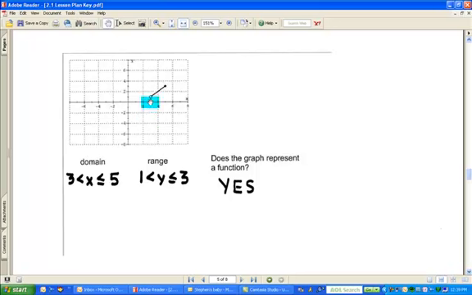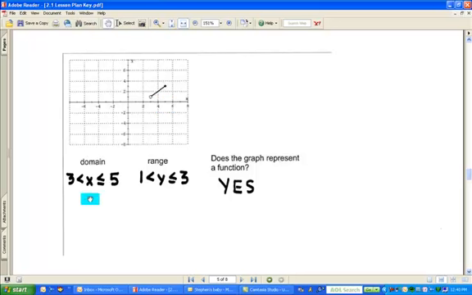Well, that is a distinction to make, because look what happens down here with domain. Remember when I asked you to find domain, which is the x value, you're scanning from left to right. Okay? So picture a vertical line scanning from left to right. The vertical scan would start at 3 and it would end at 5.